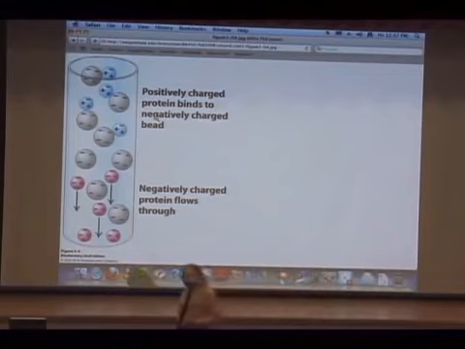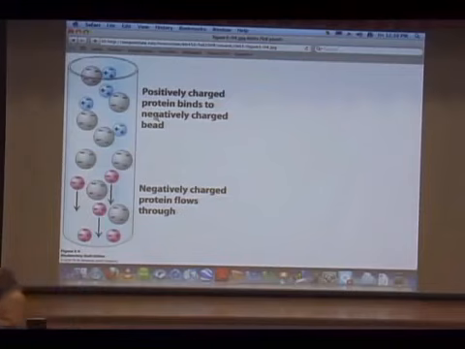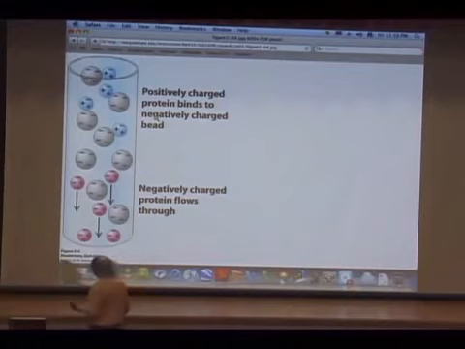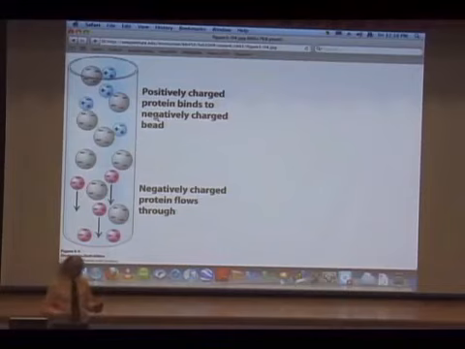So cation and anion exchange columns are very, very useful for purification purposes because they allow us to separate on the basis of charge. Questions about that? Yes, Lori.